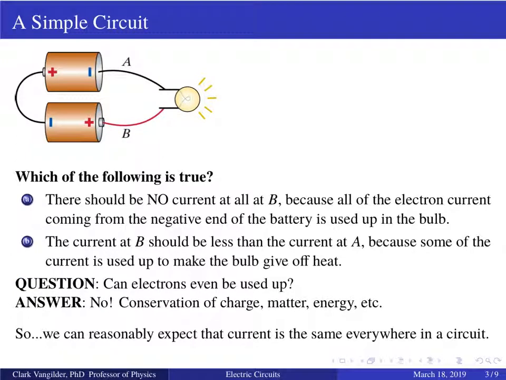Okay, so for part A, can electrons ever be used up? Well, no. The nature of that question kind of defeats itself. You can't use up electrons. They're either here or they're there, but they're not used up. So you can't do that. So the current's the same everywhere in the circuit.